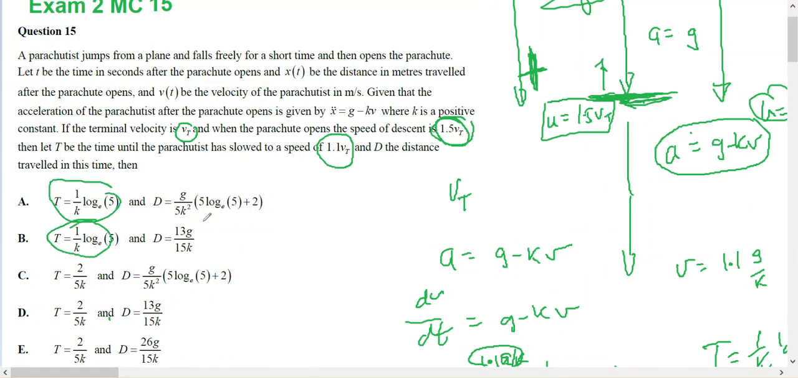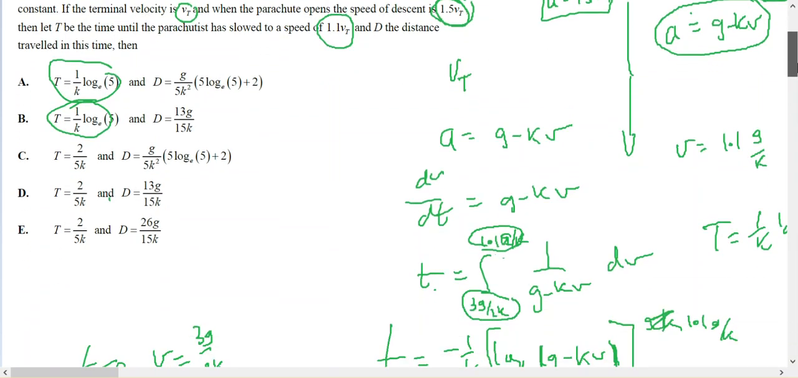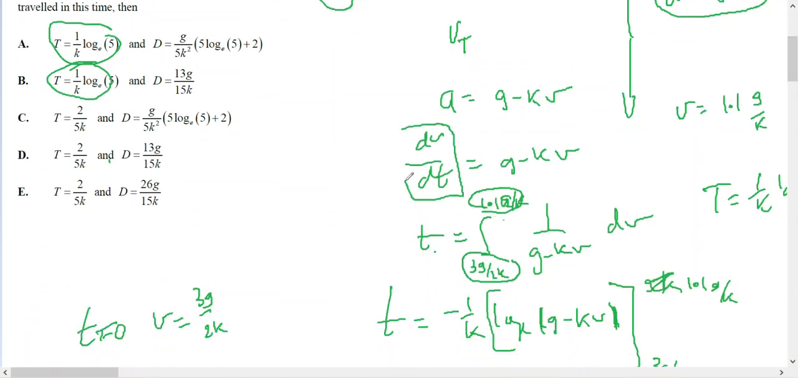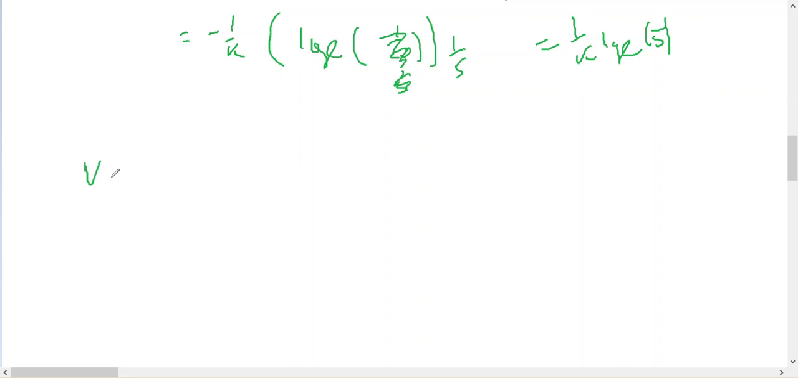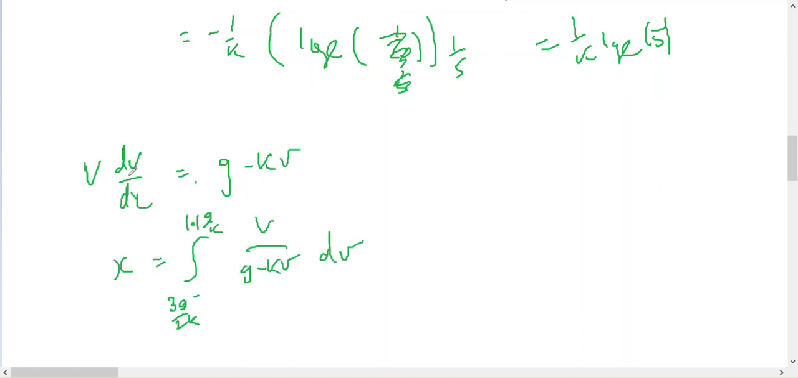I need to find the distance. Okay, so I need to do a different substitution for acceleration because I want to know x. So I'm going to use v dv dx equals g minus kv. Rearranging this, flipping it upside down, the v goes to the top and that goes to the bottom. Now, if I go from this velocity to this velocity, it should give me the distance.